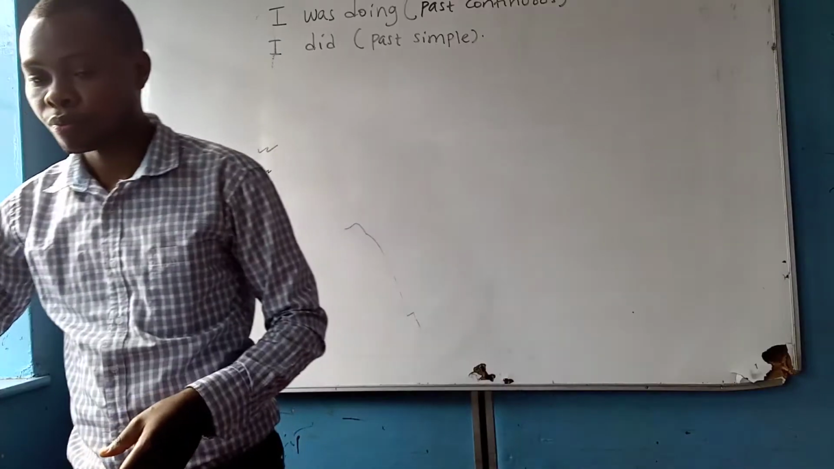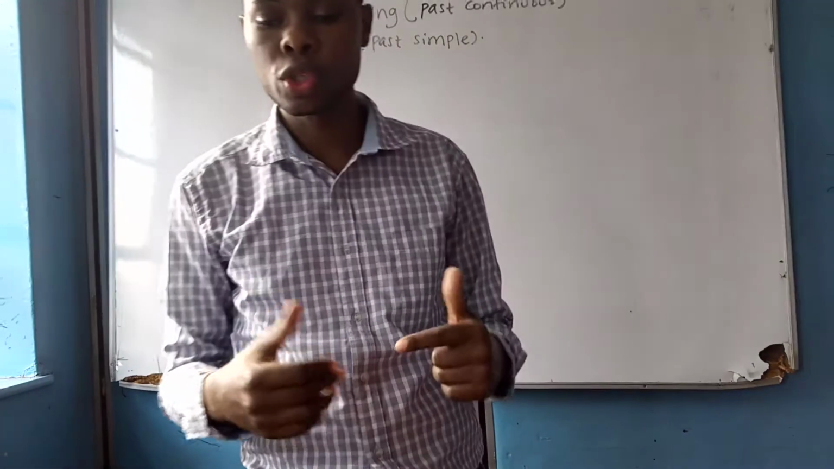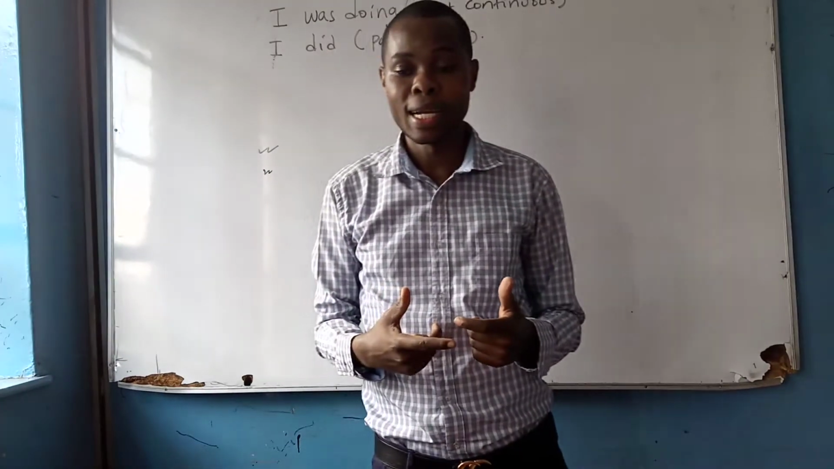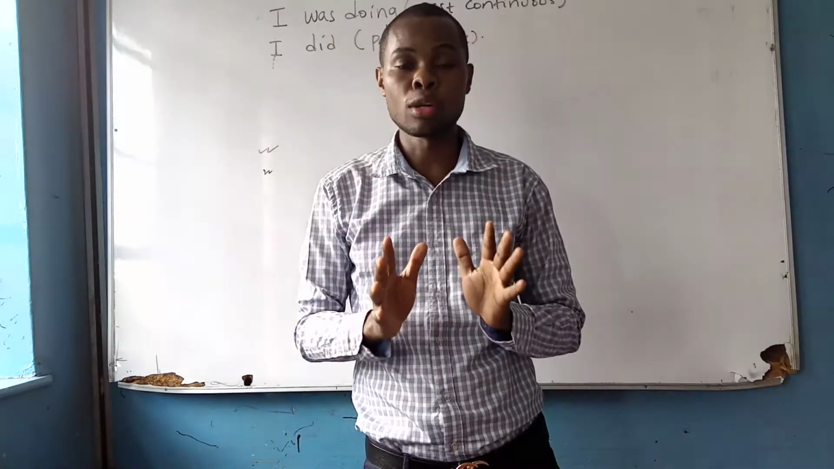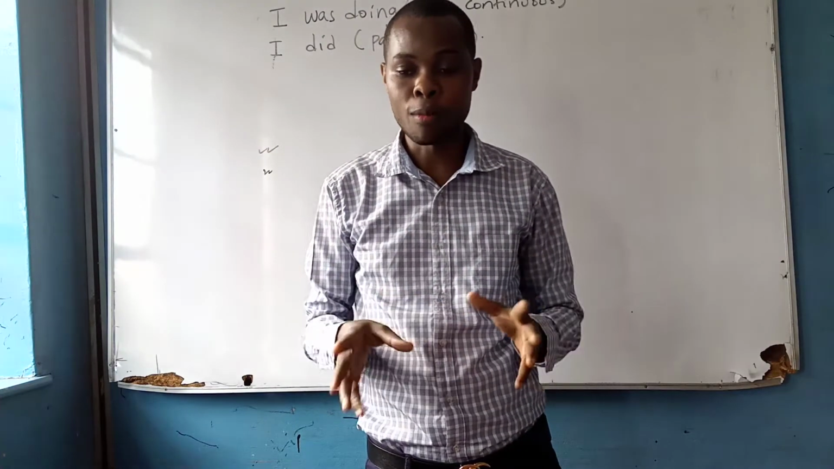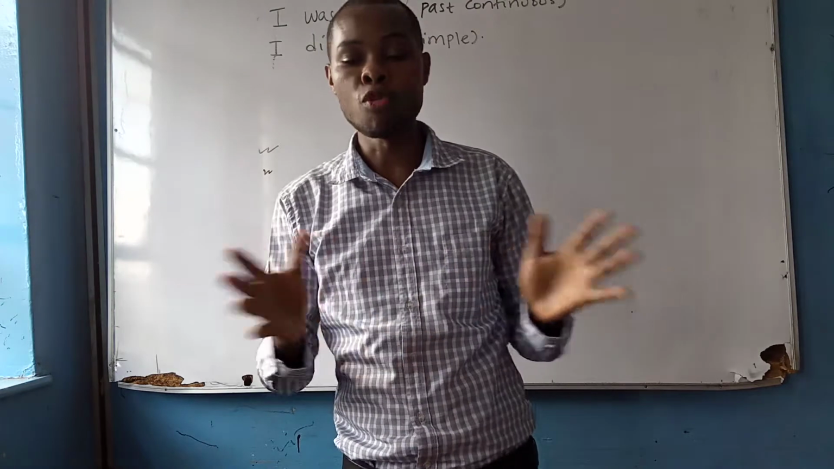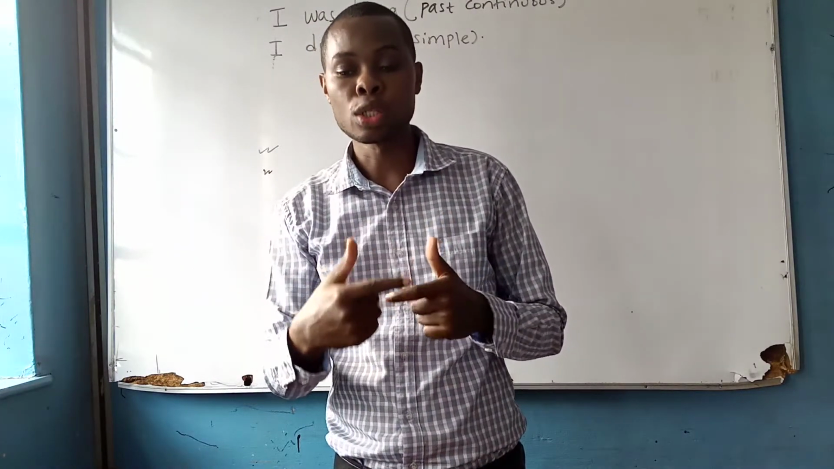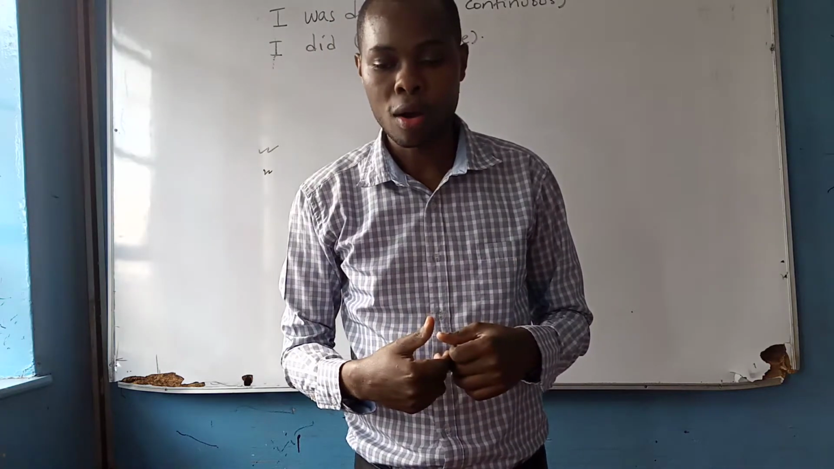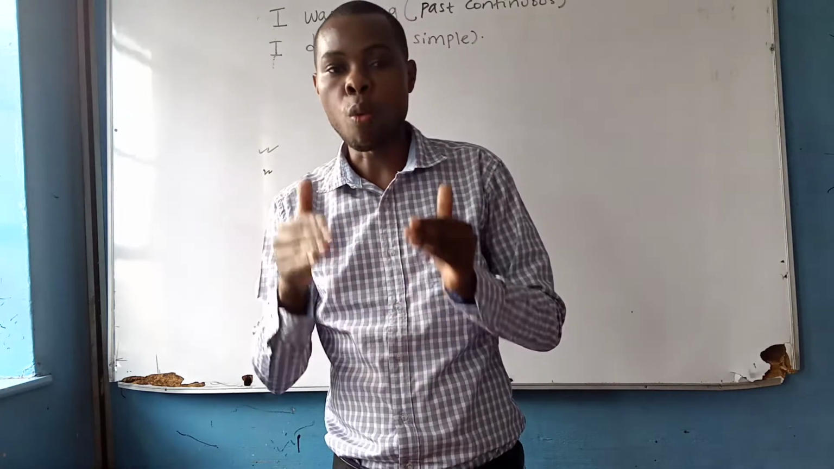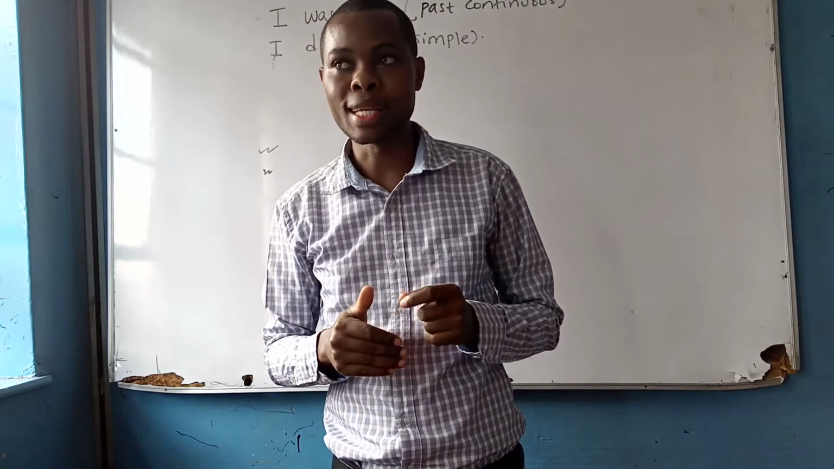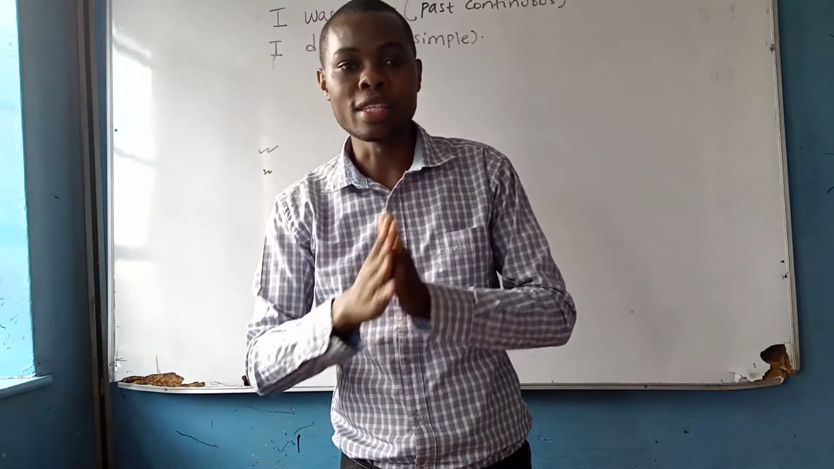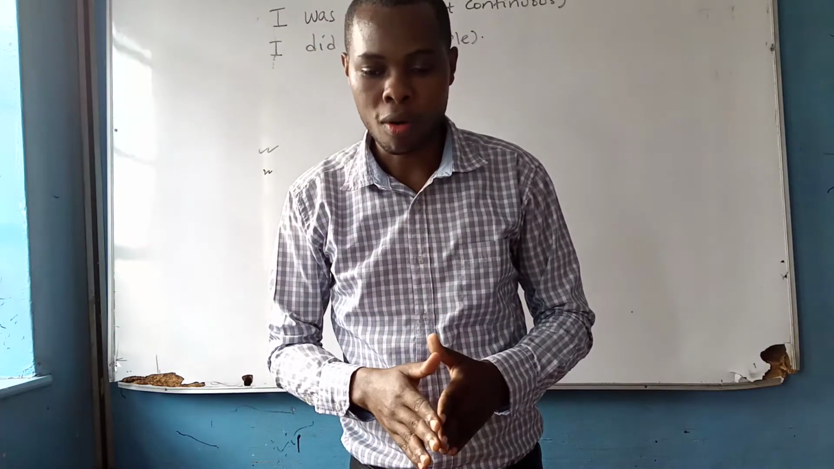Alright, now we use the past continuous to say that an action was happening in the past, but it is not happening now. For example, when I say, I was watching a movie yesterday, it means at that time, the action was continuous. But when I say, I watched a movie, it means that the action happened at that particular time and then it stopped.